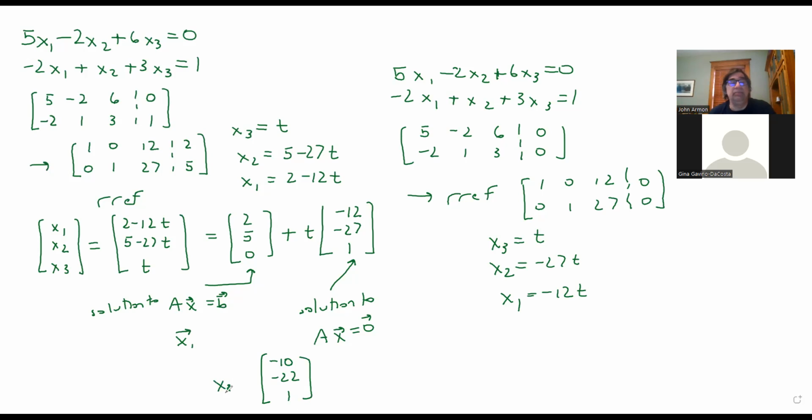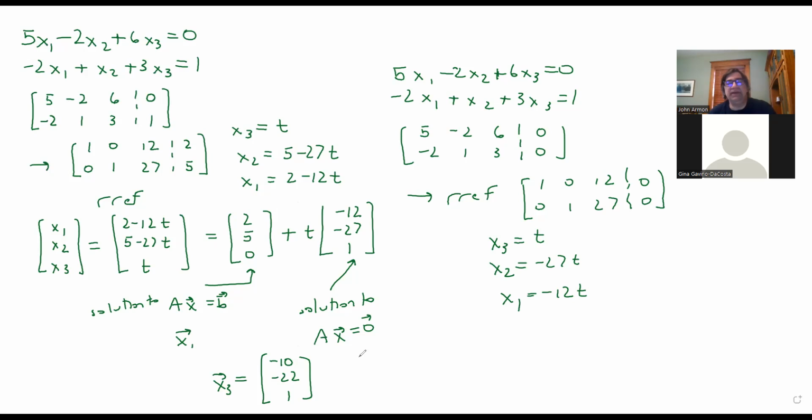Call it X sub 3. That's when t is equal to 1. When t is equal to 0, you get this vector right here. When t is equal to 1, you get this vector. By adding it to this vector right here, it's going to give you a solution.